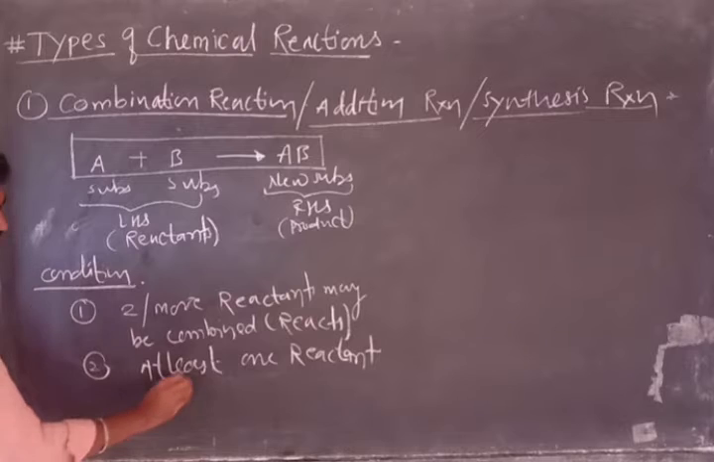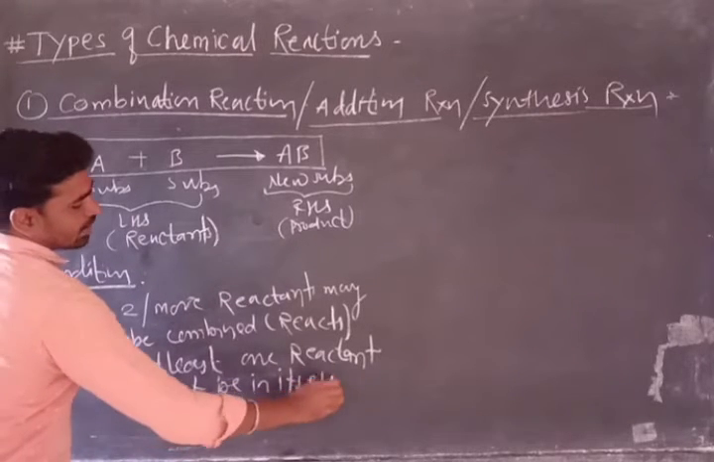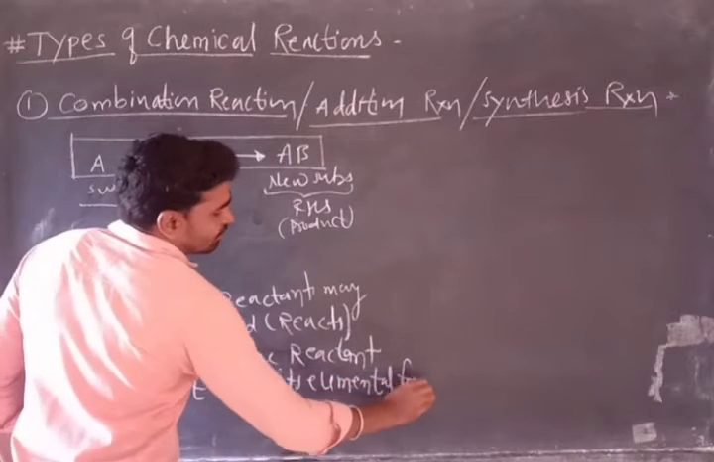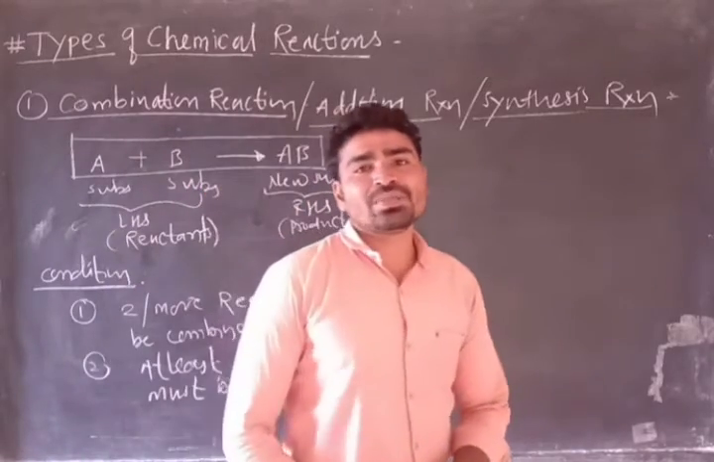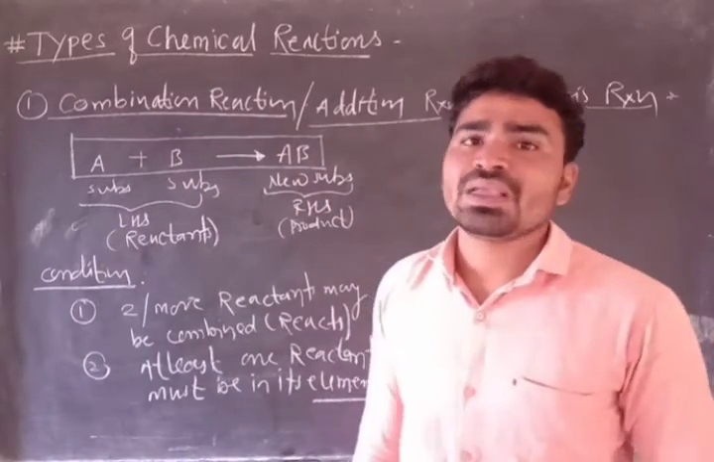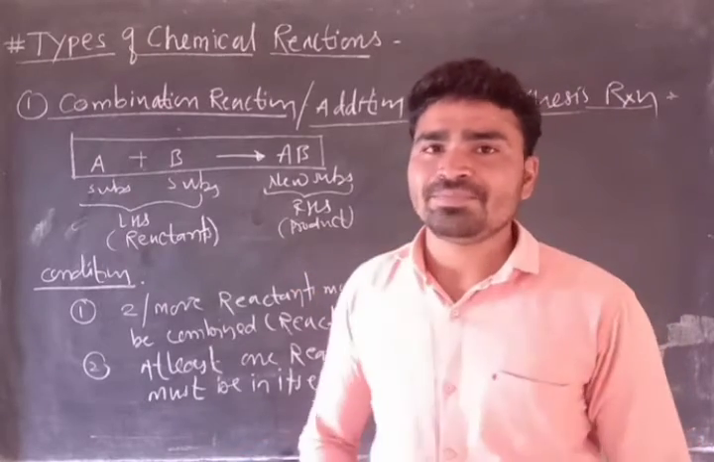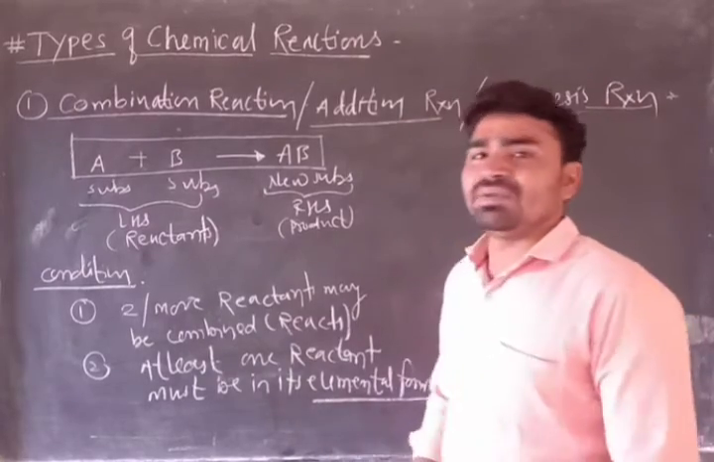must be in its elemental form. What do you mean by elemental form? Elemental form is the native state of the substance, that particular element, or it may be the free state of that element. That is called the elemental state.